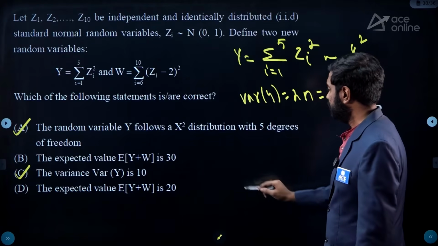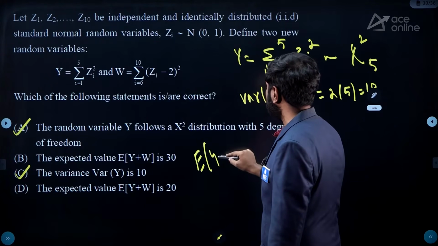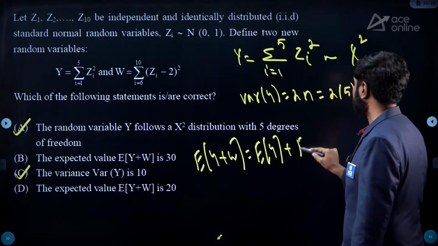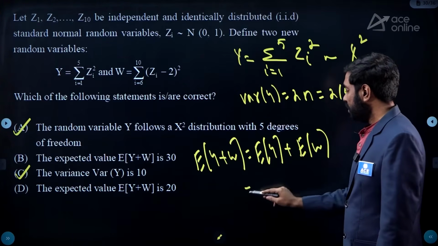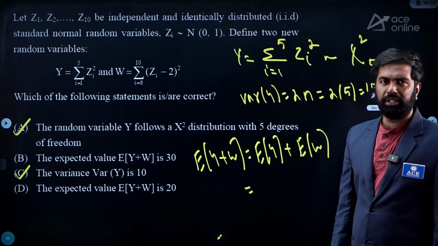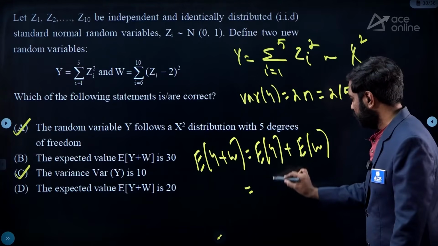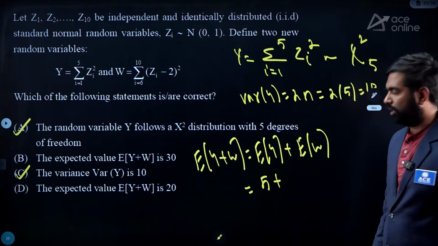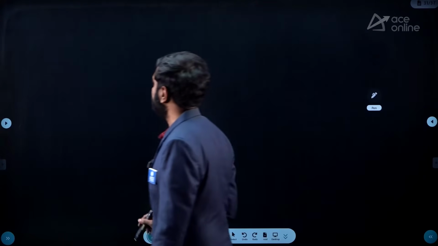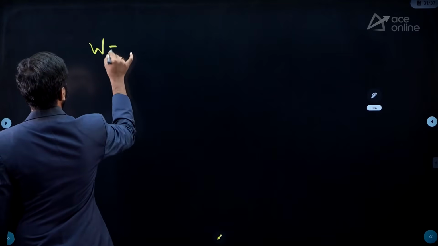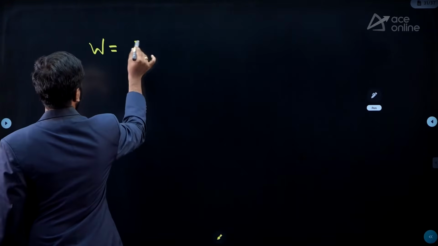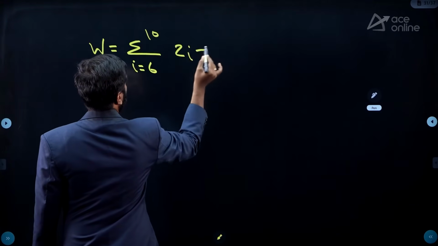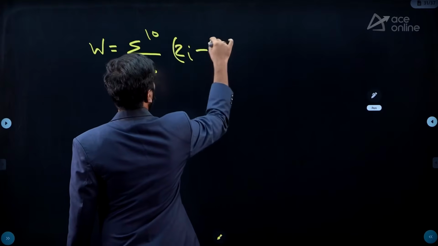I can first say like this: expected value of y plus w is expected value of y plus expected value of w. The expected value of a chi-square random variable is directly equal to its degrees of freedom. So 5 degrees of freedom here, plus I need to examine what is expected value of w. We'll go to the next page. Imagine, write what is w. W is summation i from 6 to 10, zi minus 2 whole square.